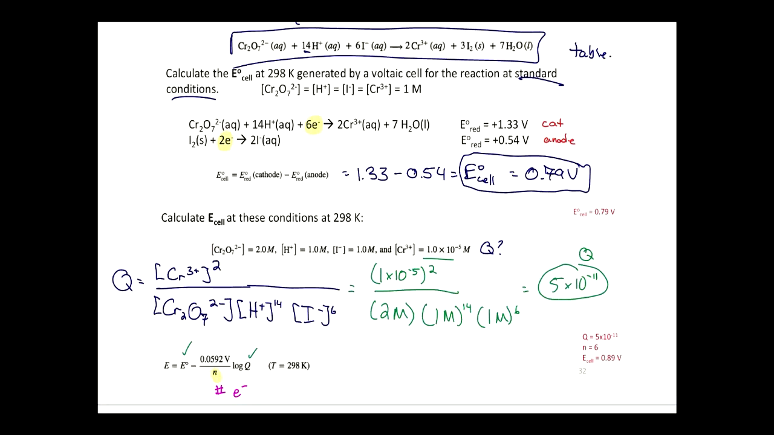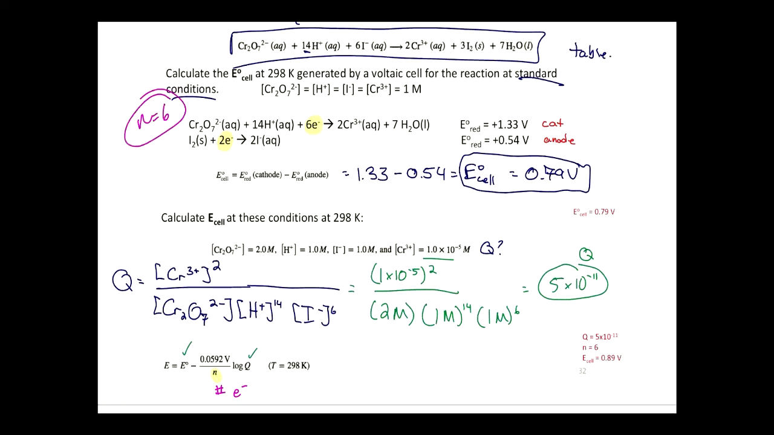What number of electrons would you try to make them both be so they would cancel? What would it be? 6. Yeah, so n is 6. And how we would do that is notice that there's 6 electrons here. I need to multiply this reaction, the anode reaction, by 3 and flip it to make it 6 so they cancel. So that means n is equal to 6.